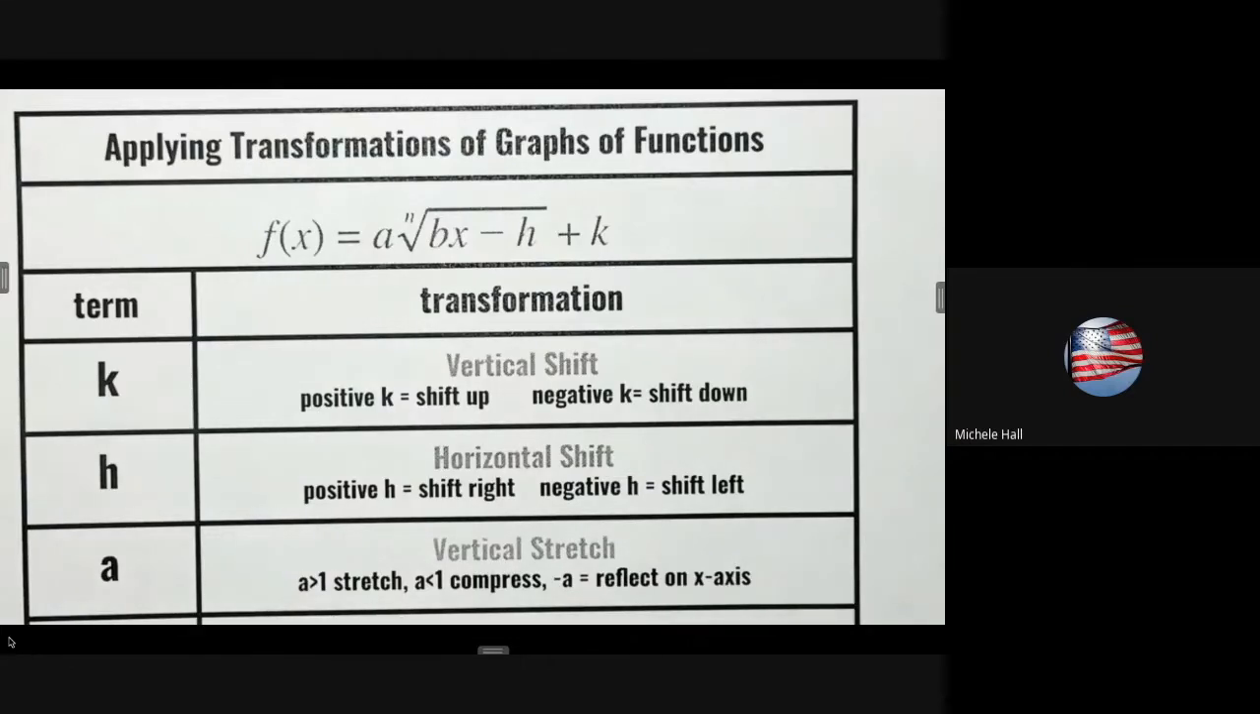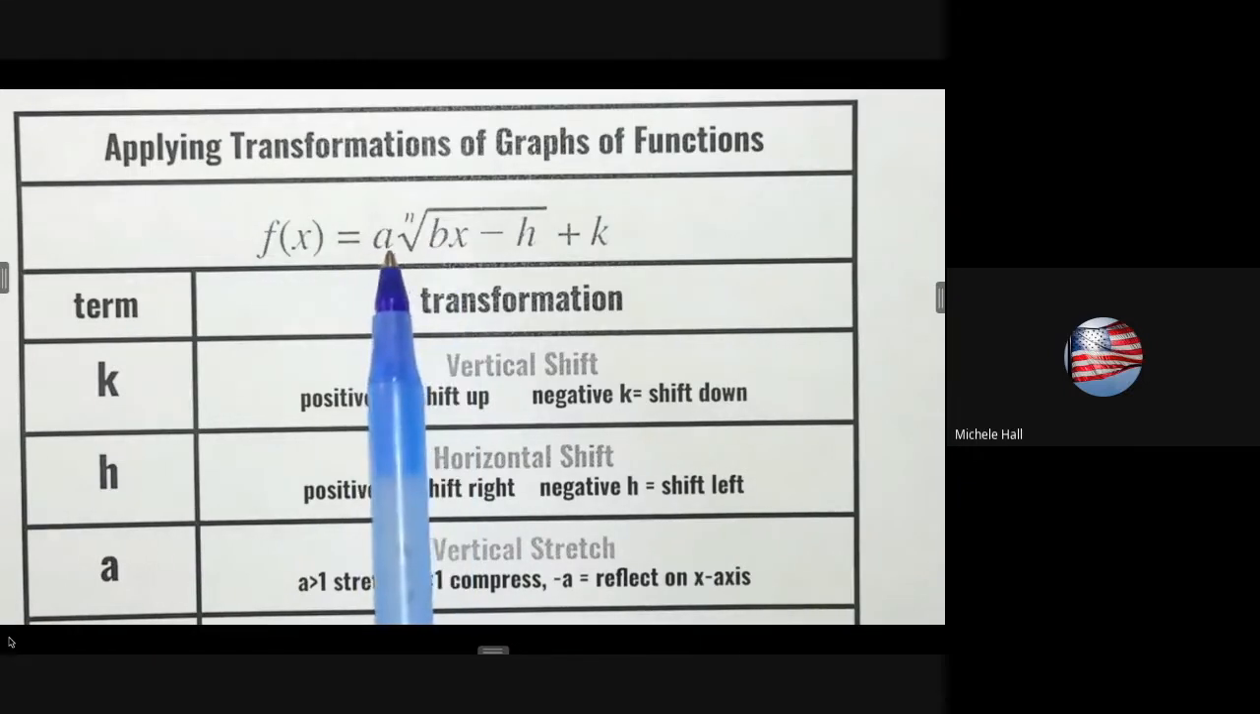We know that h is the horizontal shift on x. Remember about that negative sign, it's always the opposite of what you see. We know that k is the vertical shift on y. We don't see too much with b, that's going to be more in pre-calculus. b is what's being done to x. It could be a shrink or a stretch.